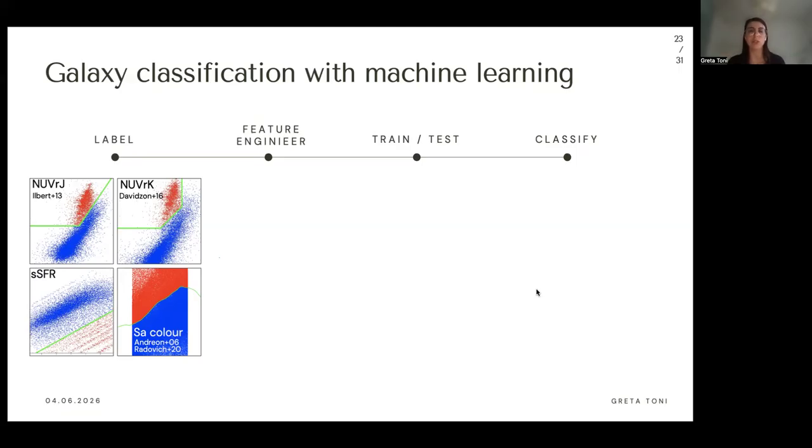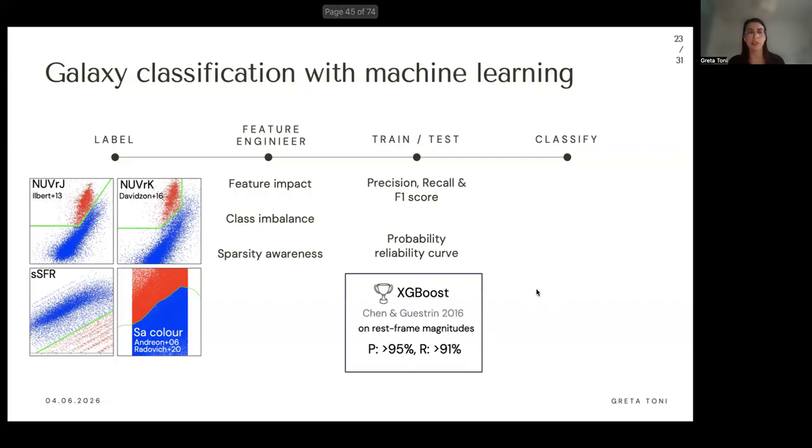So I tried to experiment a bit with some algorithms, starting from feature engineering on my data. So I studied the impact of different features, which I chose to be the rest frame magnitudes. Then obviously we should address also class imbalance, because this is a highly imbalanced problem, since in real data you normally have much more examples of star-forming galaxies rather than quiescent. And then we can consider also the sparsity awareness, so the ability of an algorithm, of a model, to include the information from missing data. So I trained several combinations of algorithms and methods and tested them.